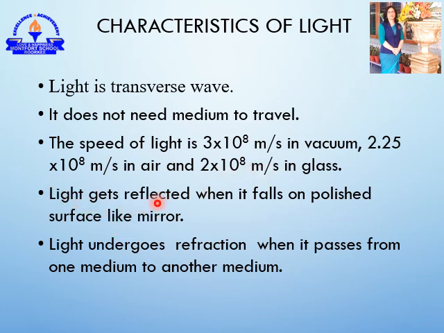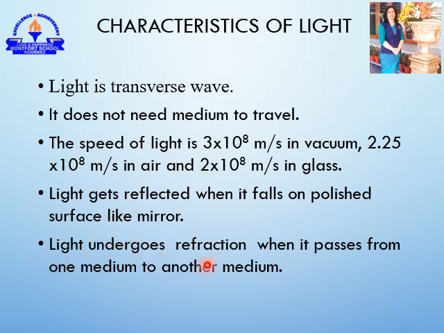Light gets reflected when it falls on a polished surface like mirror, and hence you are able to see your reflection in the plane mirror because the light is getting reflected, or light is bouncing back when it falls on a surface. So light has a property of reflection.